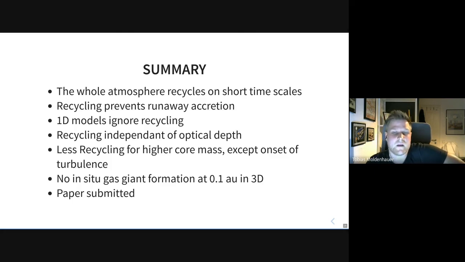And 1D models ignore this recycling, so we have to do 3D models here if we want to include the full story. Another result is that the recycling is independent of the optical depth. So the recycling timescale and the cooling timescale are two independent timescales.